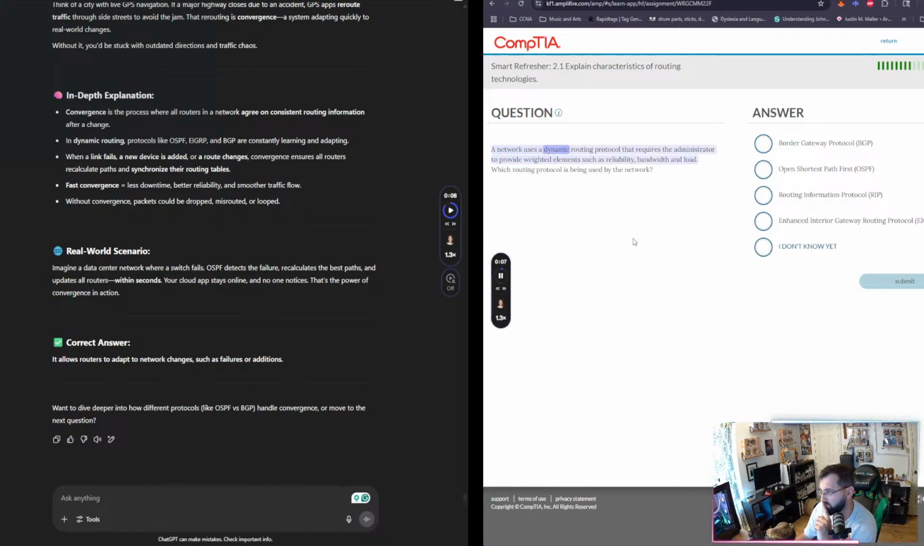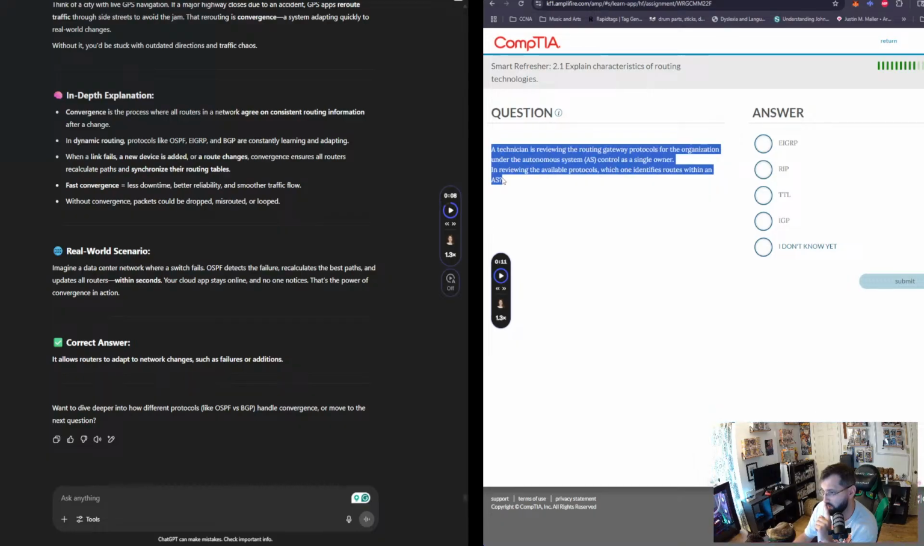A network uses a dynamic routing protocol that requires the administrator to provide weighted elements such as reliability, bandwidth, and load. Which routing protocol is being used by the network? Enhanced Interior Gateway Routing Protocol. We already talked about it a lot.